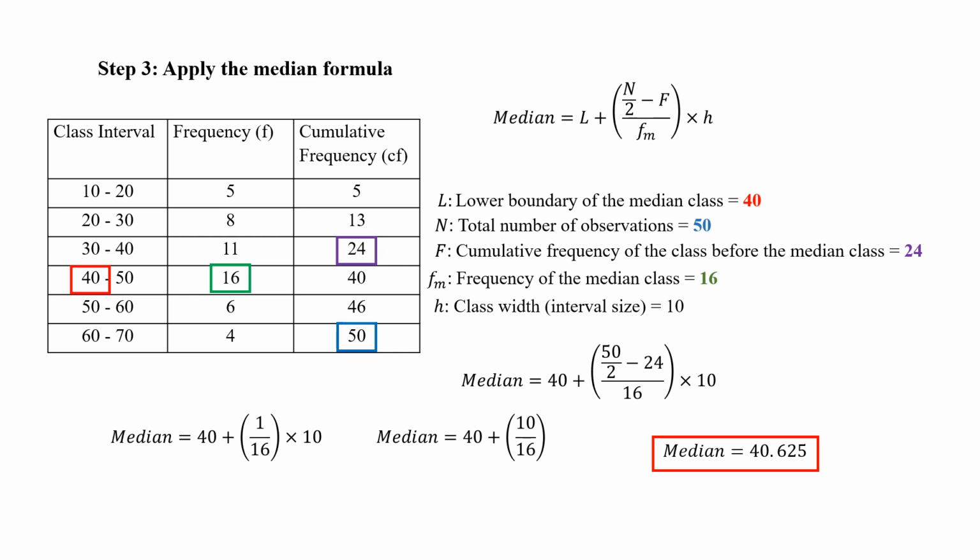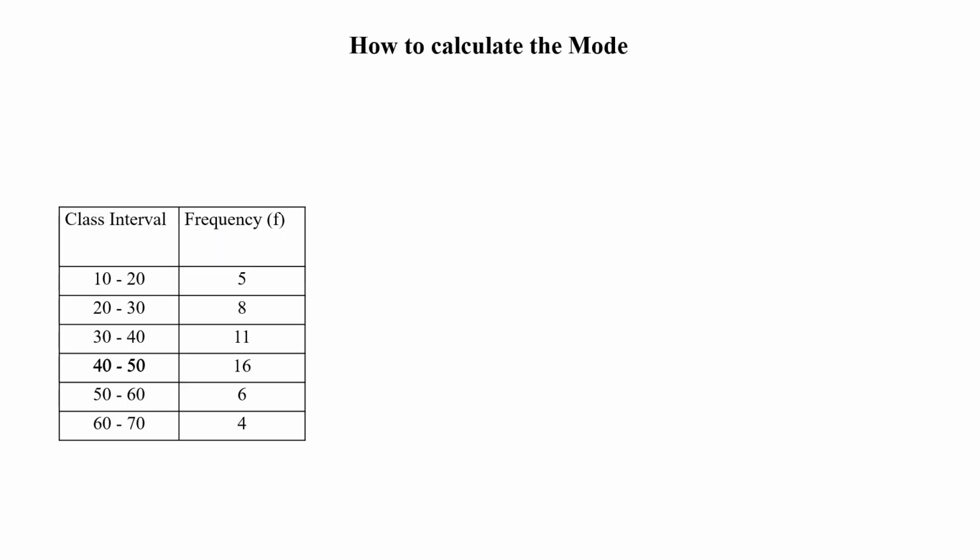So now let's move to calculate the mode. Let's start with the first step, identify the modal class. Of course, the modal class is the class with the highest frequency, because the mode represents the most frequent value, or the range of values in our case, for instance, in the case of grouped data. So from the table, the class interval between 40 to 50 has the highest frequency, which is 16. So it is the modal class.